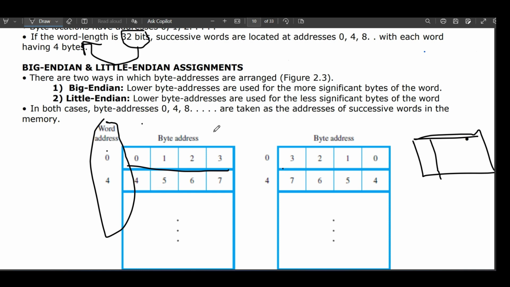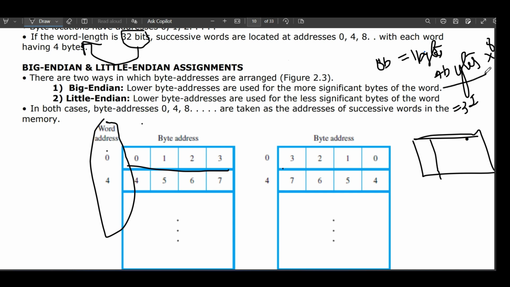Before that, how many bytes will give you a word? 8 bits gives you 1 byte, right? Then 4 bytes will give you 32 bits, that is 4 into 8, which gives you 32 bits.